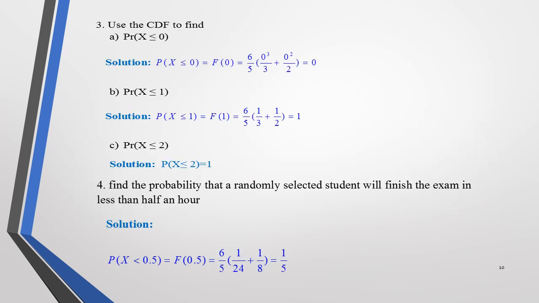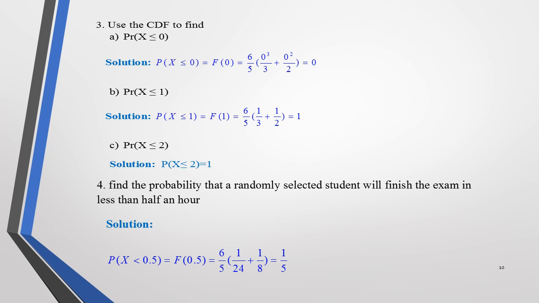Number 3. Use the CDF to find a probability of x less than or equal 0. This probability is the CDF evaluated at 0, which is equal to 6 over 5 times 0 over 3 plus 0 over 2, which is equal to 0. Number B. Probability of x less than or equal 1 is also the CDF evaluated at 1, which is equal to 6 over 5 times 1 over 3 plus 1 over 2, which is equal to 1.